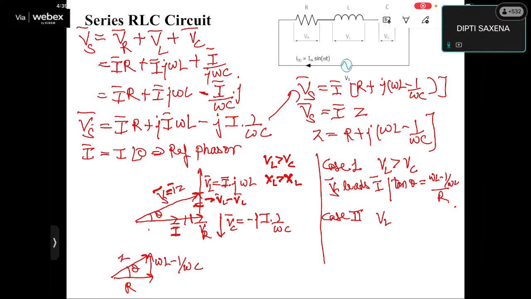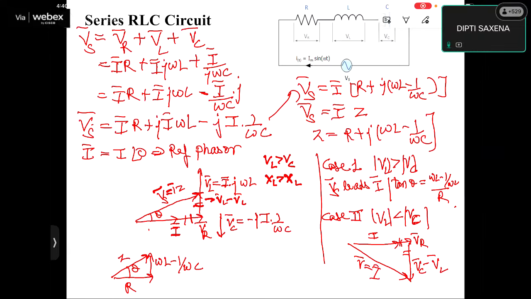Now just imagine case 2. If VL is less than VC, that is, the magnitude of VL is less than the magnitude of VC, then what will be the thing? So this is your VR, this is your I reference phasor in the same direction, this is your VR. Since VL is less, the net vertical sum will be downwards. This will be VC minus VL. So this plus this should be equal to V. So this is V is equal to I into Z, and this is your angle theta.